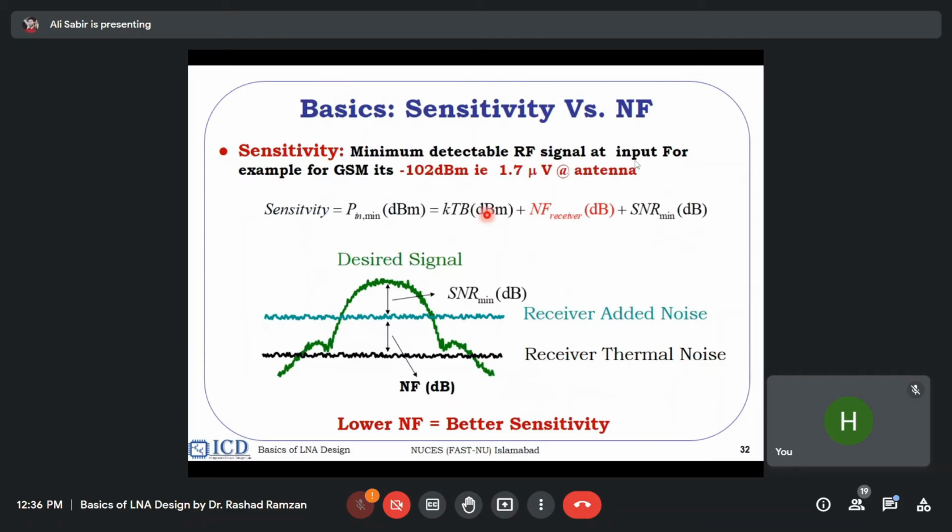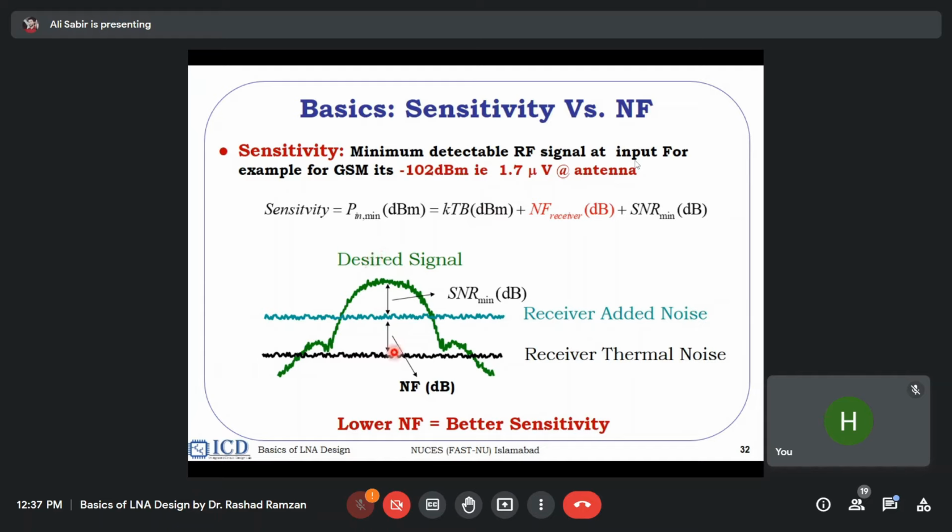The second thing is the sensitivity. So what is the sensitivity of a radio? The sensitivity of a radio is defined as the minimum detectable RF signal at the input. If we have a GSM radio, the standard defines that if the GSM signal is at -102 dBm, it should be detectable and we should be able to have a nice quality voice call on this signal. So this is called the basic sensitivity.